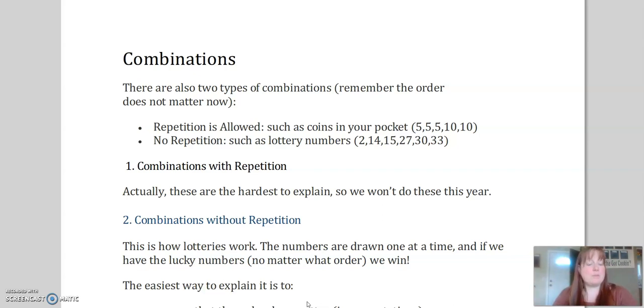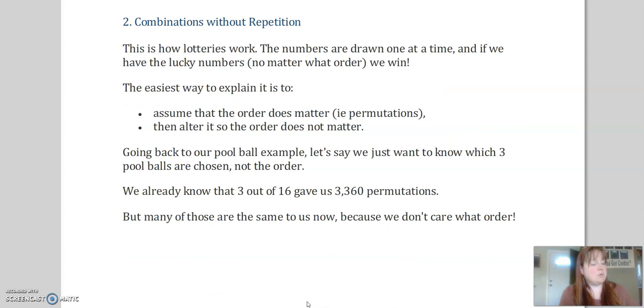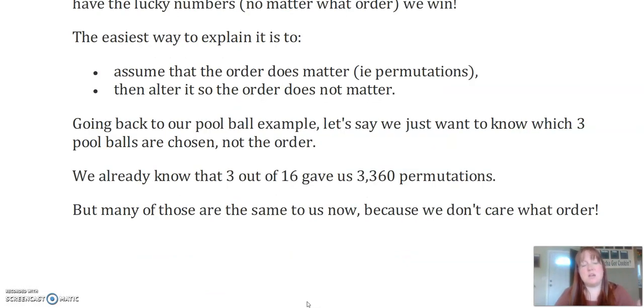So combinations with repetition we're not actually going to talk about in this class. That's more for a full-on statistics class, but not in Algebra 2. So we're going to talk about combinations without repetition. These are things like lottery winners. In the lottery, it doesn't really matter if you get the numbers in the same order as they pick it out, as long as you get the same numbers, right? So combinations, not permutations, because order doesn't matter. So this is the way to explain it. And I hope this doesn't blow your brains too badly, but it's really not terrible.